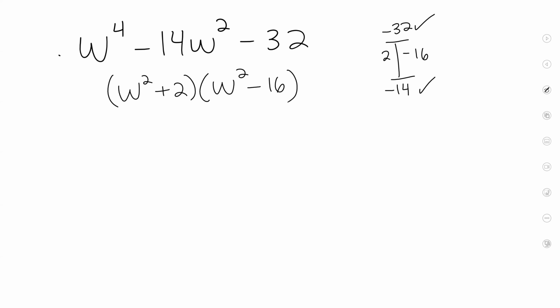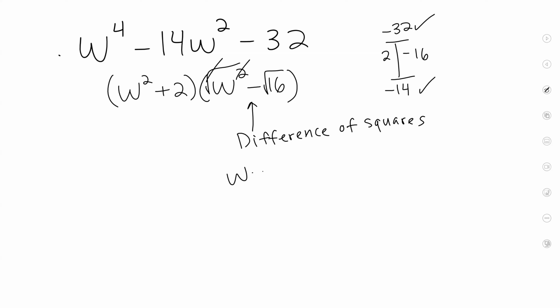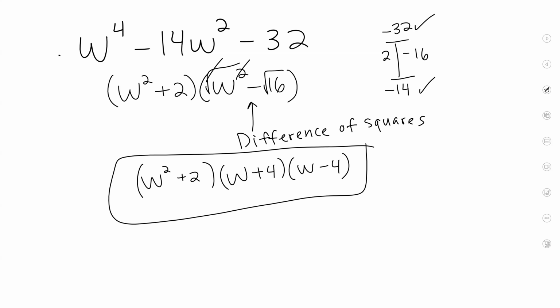Those are your factors. This one is a difference of squares, so we can factor this even further. So guys, what's the square root of this? That cancels. I'm left with w. What's the square root of 16? 4. So we write this as w plus 4 and w minus 4. And this one is not a difference. That's a sum. There's no formula for that. So those are your factors.